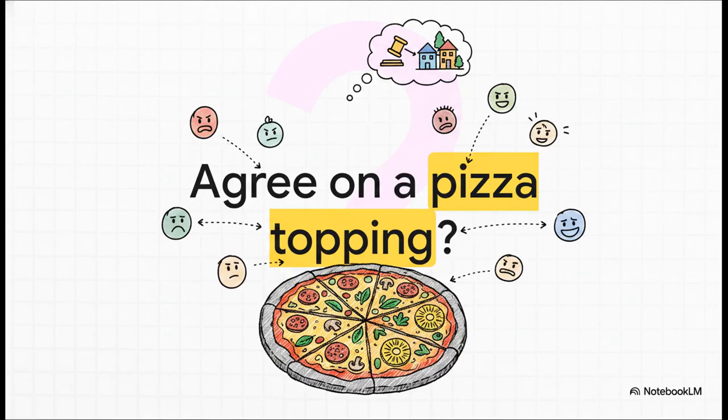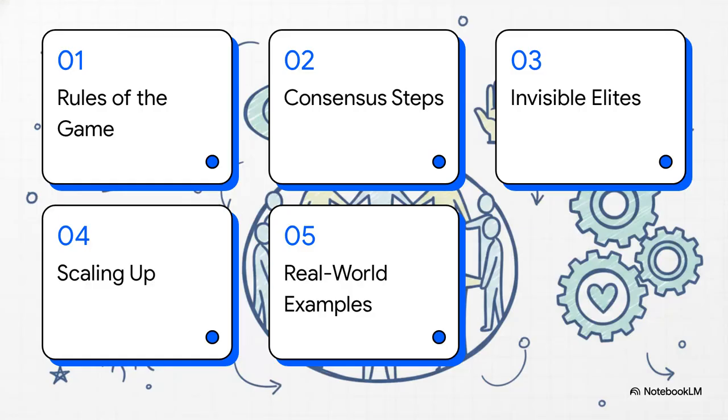Now, I want you to imagine scaling that up. Imagine going from 10 friends and a pizza to an entire community making complex decisions about their resources, their infrastructure, or their laws. It sounds impossible, or at the very least, incredibly intimidating. But as you'll see, there is a tested, highly structured way to actually pull it off. Okay, let's dive into this.